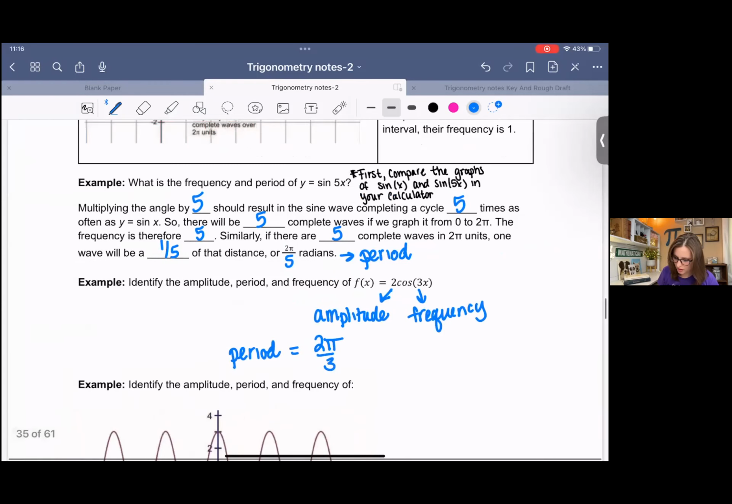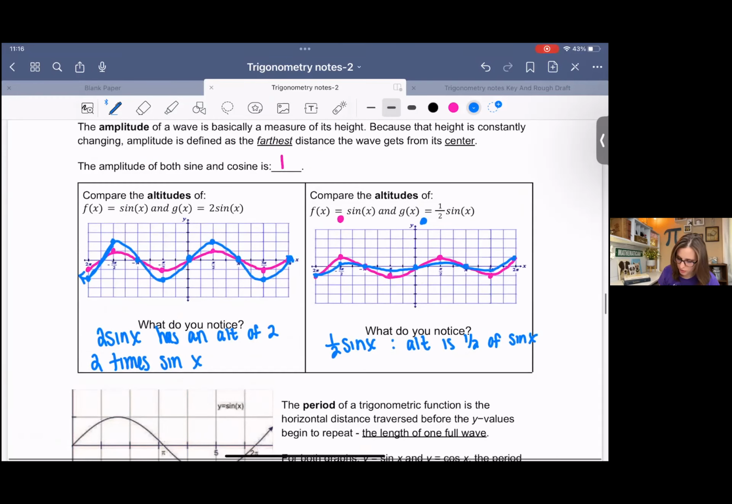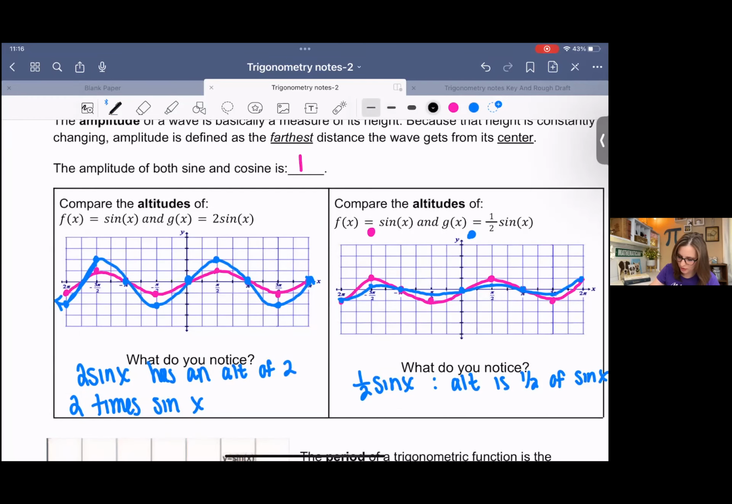Okay, guys, for the sake of the notes, I do want to go back up. That bothers me. I'm sorry about that little typo. This is amplitude there. So if you have these notes, then just correct that. All right, moving on.